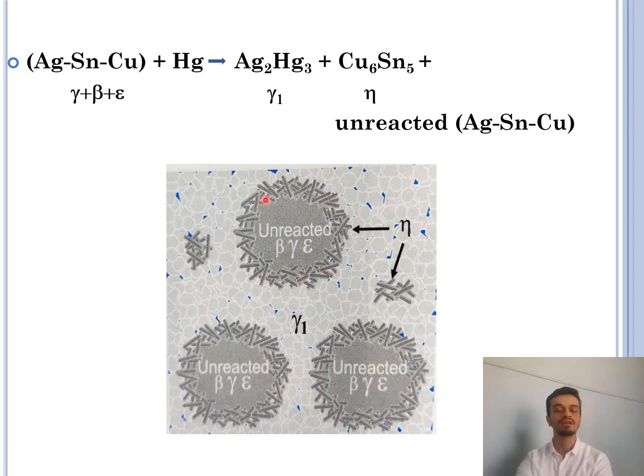We can understand this in the diagram. There occurs formation of Cu6Sn5 crystals or rods of Cu6Sn5 around the unreacted silver, copper and tin phases, and they are embedded in the matrix of gamma 1 phases. The difference here between admixed and unicompositional alloys is that there occurs more and more deposition of Cu6Sn5 crystals around the unreacted part in the setting reaction, thus making the unicompositional alloy stronger. Thank you.